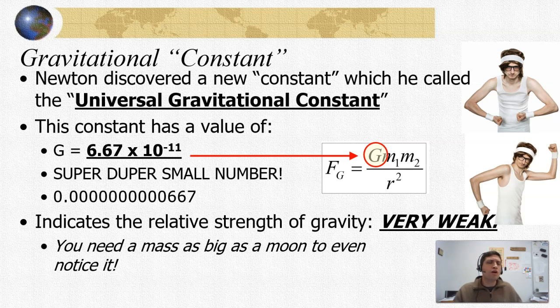Like I said earlier, you don't notice gravity between you and the person sitting next to you because your mass isn't big enough. Really, it's because the force of gravity is very, very weak. You need a mass the size of a planet for gravity to really take any kind of effect at all. So gravity is a very, very weak force, actually. And again, the relative size of the constant tells us that.